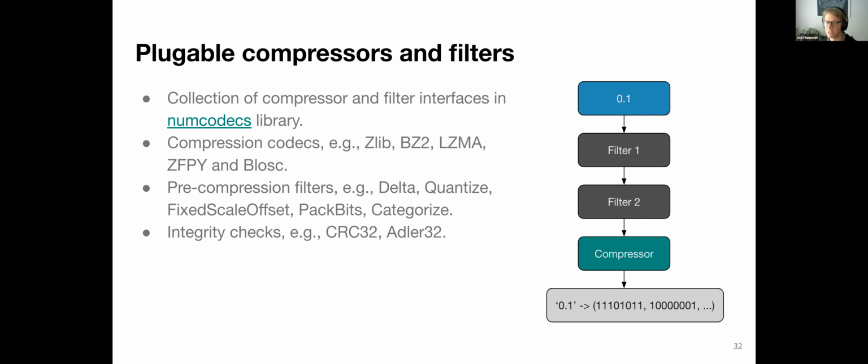The figure on the right shows what the workflow would be. I have my chunk 0.1 in memory. You can think of it as a NumPy array. I can pass it through an arbitrary list of filters. Eventually it goes through a compressor, and then the compressed result is written to the storage layer as a key, the string 0.1, and a binary string of bytes. So that's how the pluggable compressors and filters work.